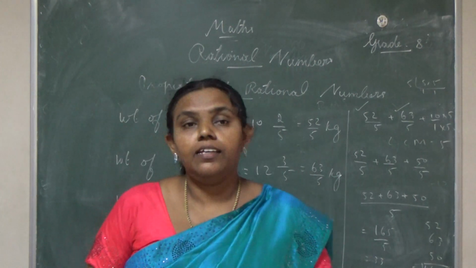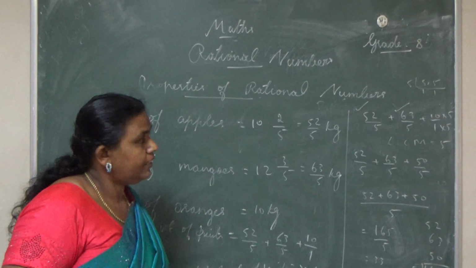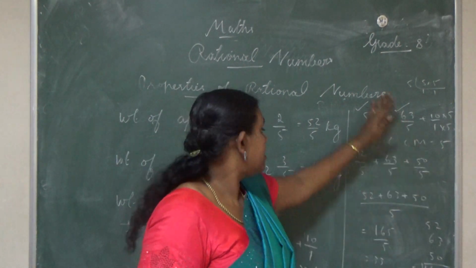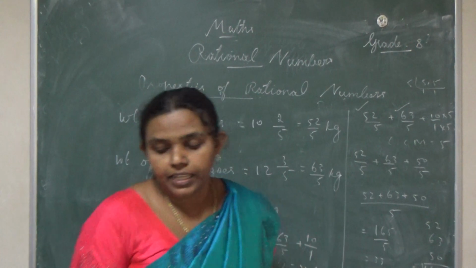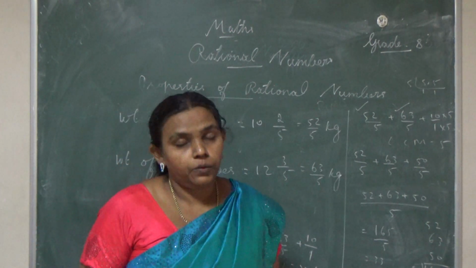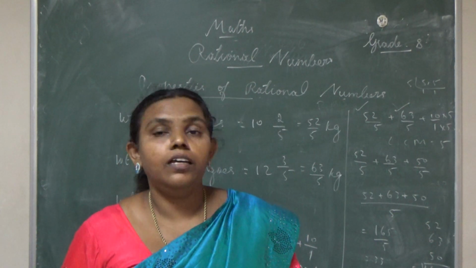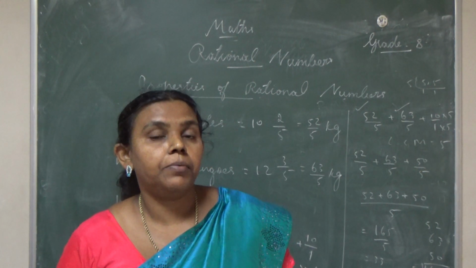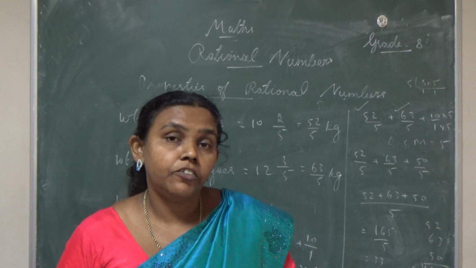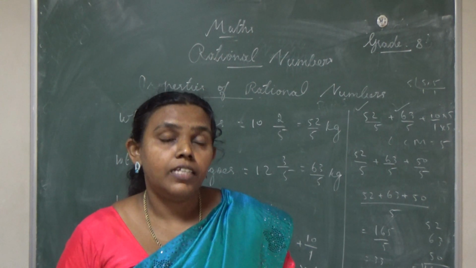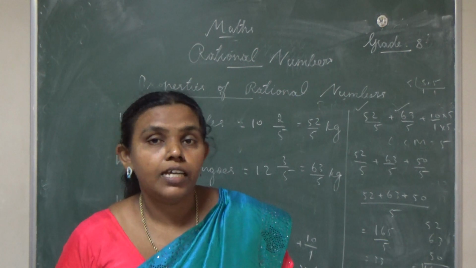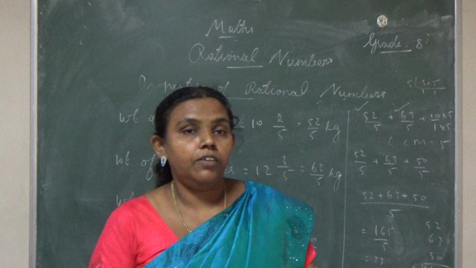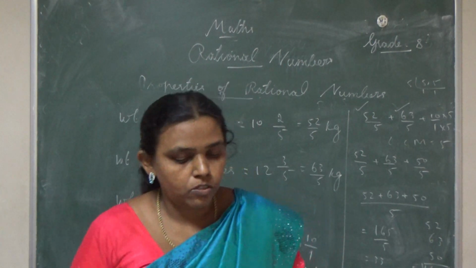So here nothing more. If you know addition of rational numbers, then it will be very easy for you. Closure property, commutative property, associative property, additive identity. What is additive identity? 0. What is additive inverse? Negative. If it is a positive number, the inverse is negative. If it is a negative number, the additive inverse is a positive number.